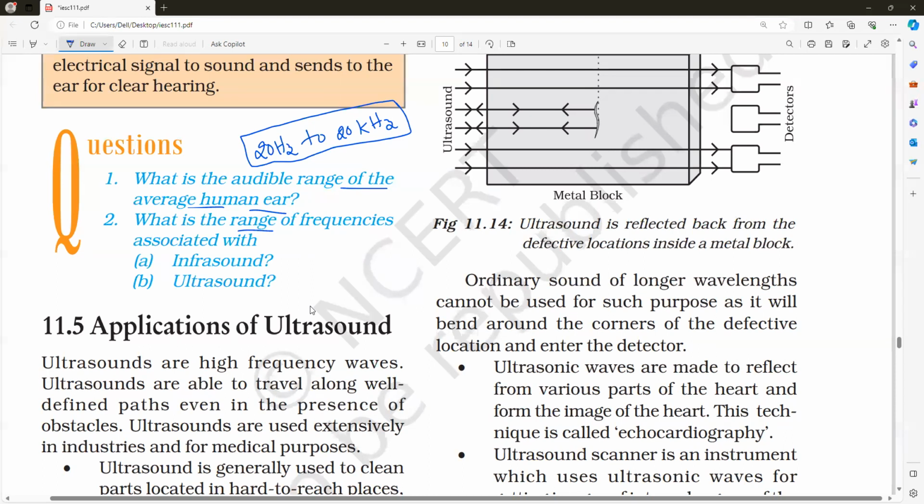Next, what is the range of frequencies associated with infrasounds? Infrasounds means what, guys? Infrasound is below 20 hertz: less than 20 hertz and greater than 0 hertz.